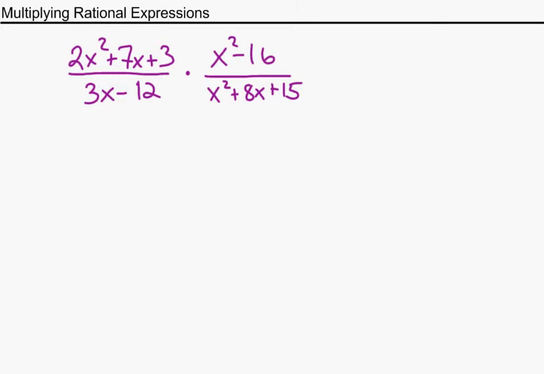Multiplying rational expressions isn't really any more difficult than simplifying rational expressions. It's just more like a marathon than a sprint. The first thing I always need to do is make sure that I factor everybody.